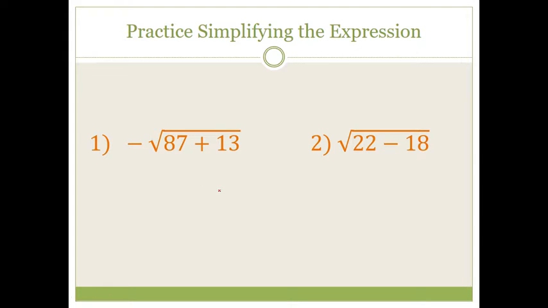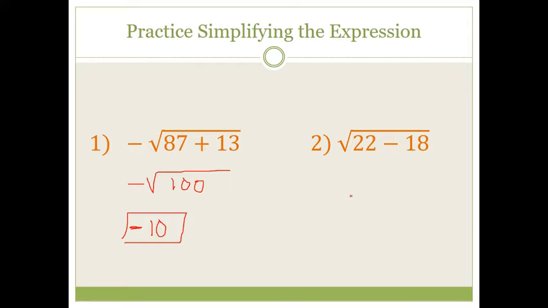All right, so number 1, we get the negative square root. I simplify underneath the root first, and 87 plus 13 is 100. I'm going to bring down the negative because it didn't move anywhere. It's still on the outside of this radical. And the square root of 100 is 10 because 10 times 10 is 100. So we get that our final answer is negative 10.